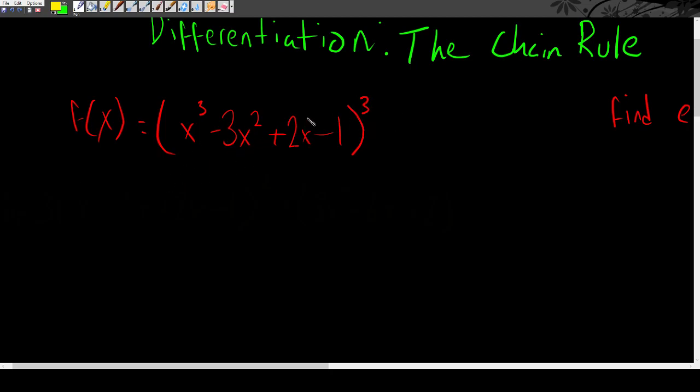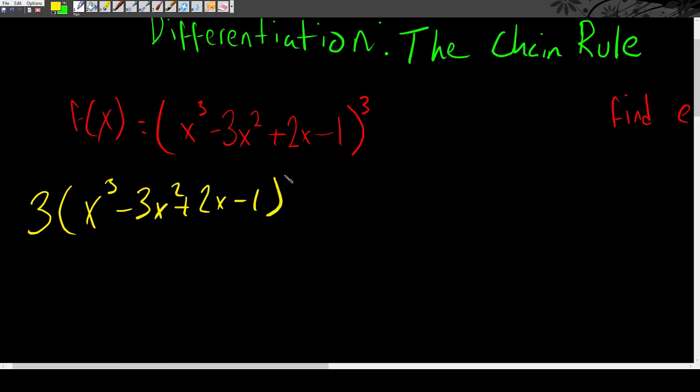To do that, you just don't care about what's inside, and you place the 3 out in front, and then you place this exponent out in front, and then subtract 1 from the exponent. So that'll look like this. You see how I subtracted 1 from that and placed the 3 out in front.